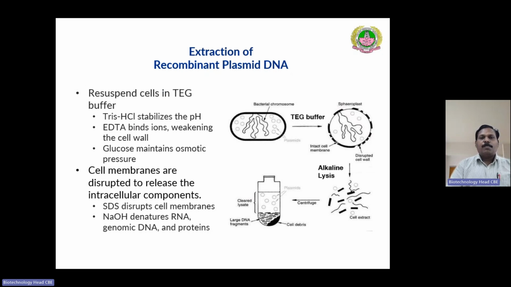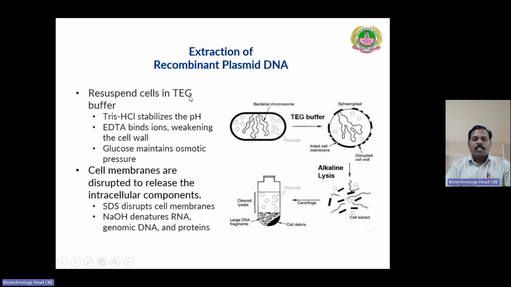This alkali lysis method is very popular, and it was reported by Birnboim and Doly in 1979. It uses three different solutions: solution 1, solution 2, and solution 3. The first solution is a suspension buffer, also called TEG buffer, which contains Tris, EDTA, and glucose. The Tris is a buffer which stabilizes the pH, whereas EDTA chelates the metal ions, and it weakens the cell wall.